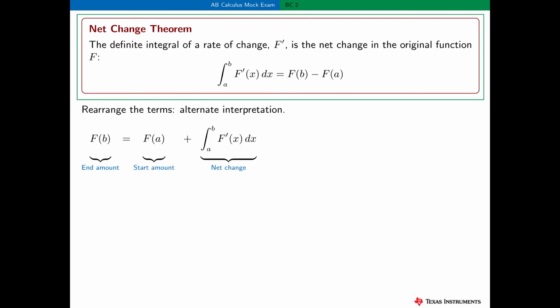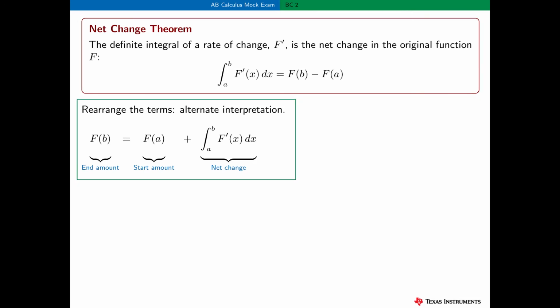The definite integral of a rate of change is simply the net change in the original function. Here's another way to interpret the definite integral from a to b of capital F prime of x dx. This definite integral represents an accumulation of the change in capital F over the interval a to b.